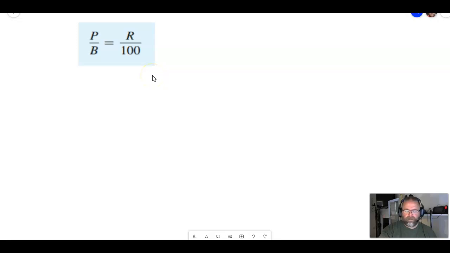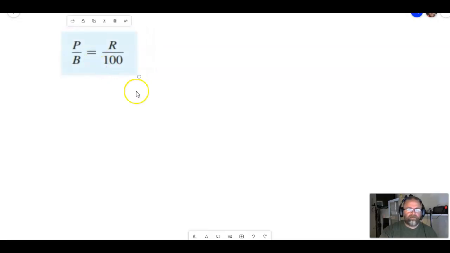Beckstrom, and today we're going to go over section 1.4 in the book. This is on percent problems. And the entire section here is built around this one formula that says P over B is equal to R over 100. So what the heck does that mean? Let's break this down a little bit.